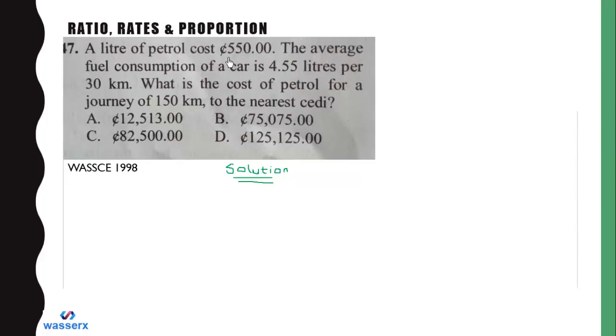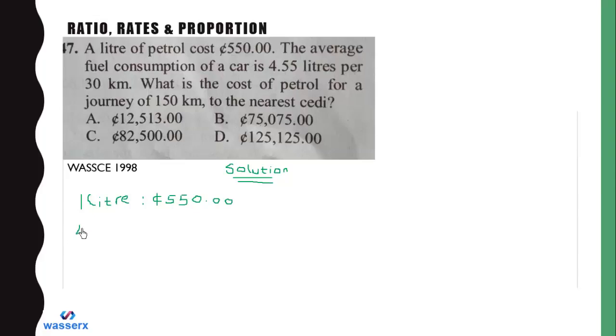A liter of petrol costs 550 cedis. The average fuel consumption of a car is 4.55 liters per 30 kilometers. What is the cost of petrol for a journey of 150 kilometers to the nearest city? So we were told that 1 liter costs 550 cedis.